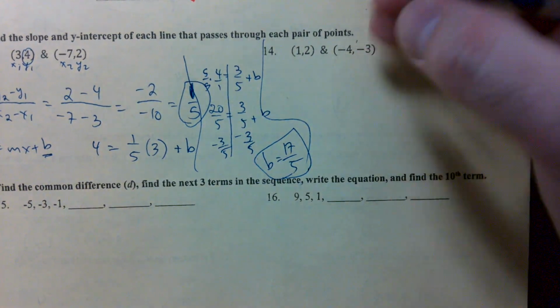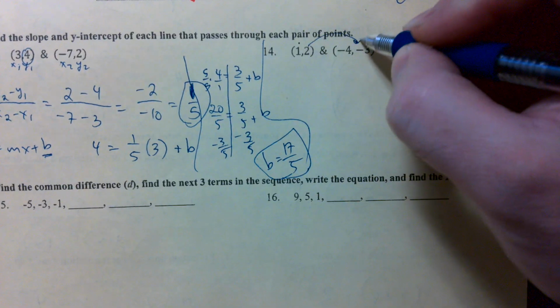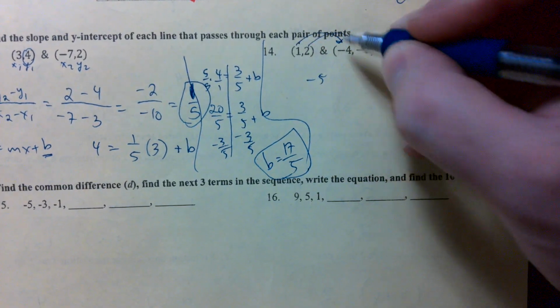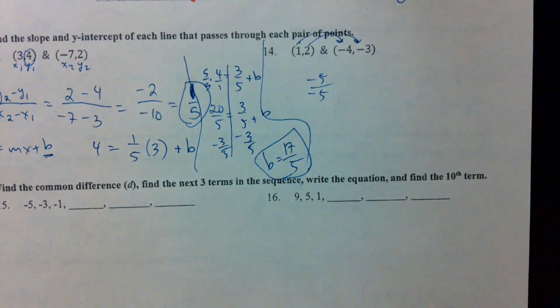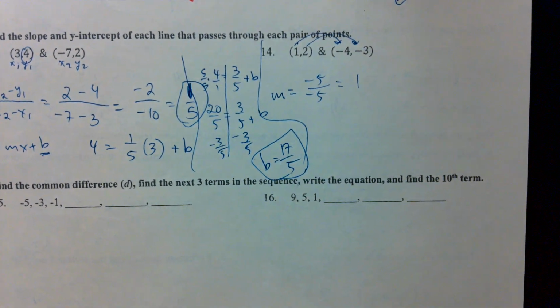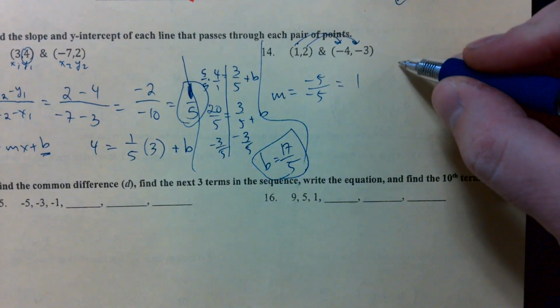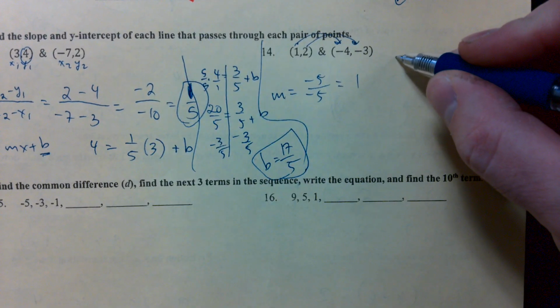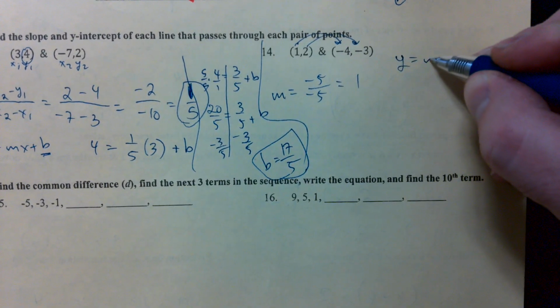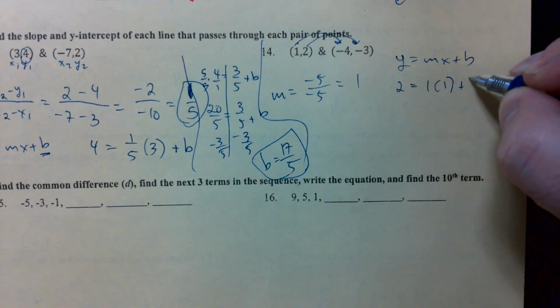Same thing with 14. 2 to negative 3 is minus 5. 1 to negative 4 is minus 5. What's minus 5 over minus 5? 1. Right? Y over x. Y equals mx plus b turns into 2 equals 1 times 1 plus b.